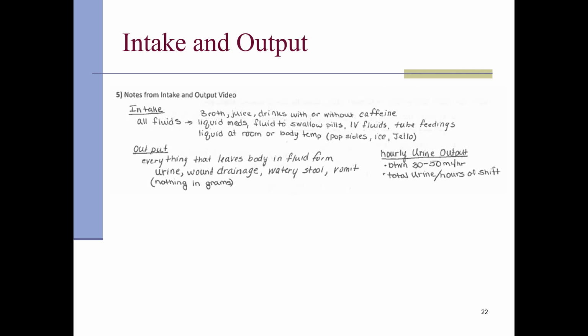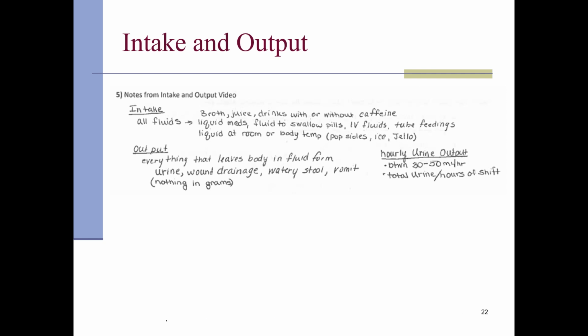Sometimes you will be asked to calculate the hourly urine output, and this is when they are looking at the function of the kidneys. You would like that number to be between 30 and 50 milliliters per hour. The way that you do that is you add up the total urine per your shift and divide by the hours of your shift. So you're not looking at the amount of time that elapsed between times that they voided or urinated, but you are looking at the total of your shift.